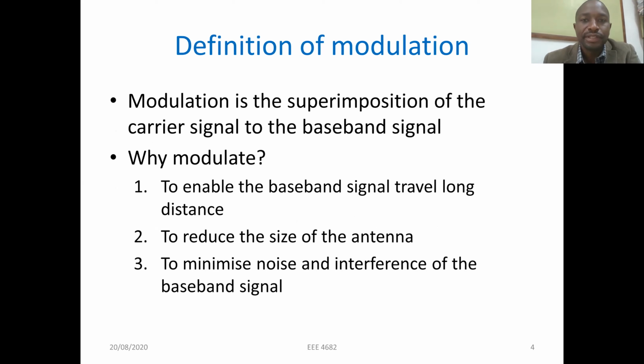By definition, modulation is the superimposition of the carrier signal to the baseband signal. Essentially, this is the process of adding a carrier to a baseband signal, and it is done for the purpose of enabling the baseband signal to travel over long distance. And number 2, to reduce the size of the antenna and to minimize noise and interferences over the baseband signal.